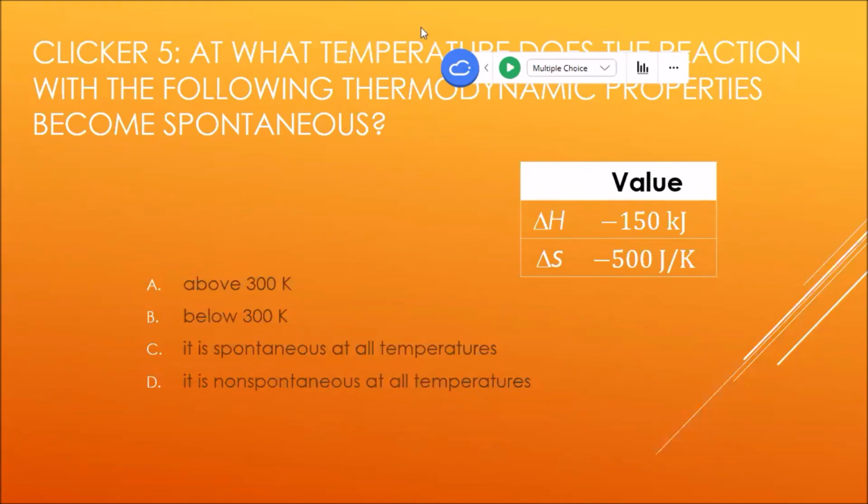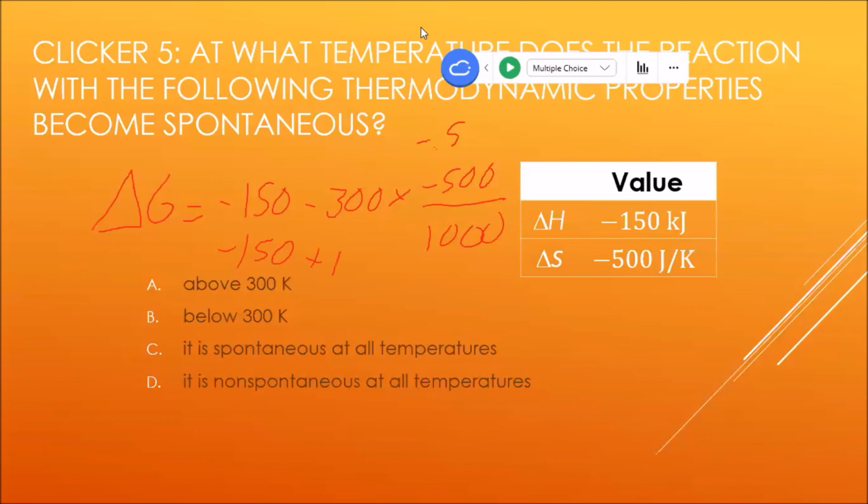So literally, the 0 point is at 300. When you say delta G equals negative 150 minus 300 times negative 500 divided by 1,000, that's negative 0.5. If you multiply those two numbers together, you get negative 150 plus positive 150, which equals 0. So there's our 0 point. Right, 300 is our 0 point.